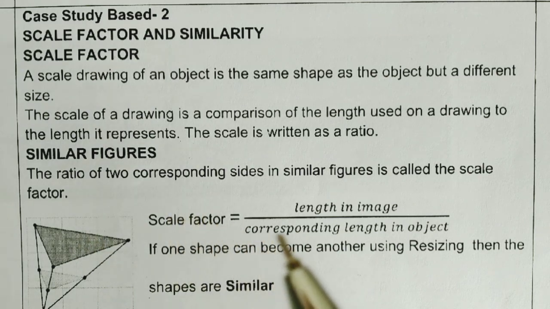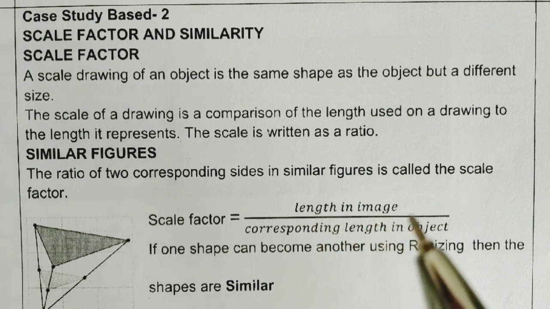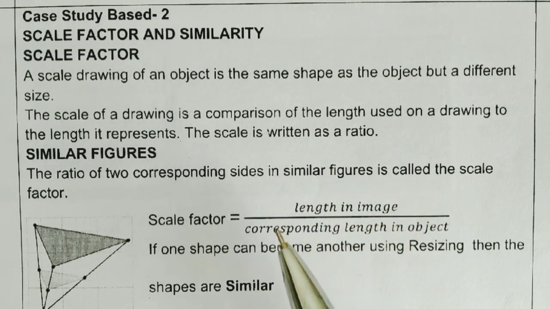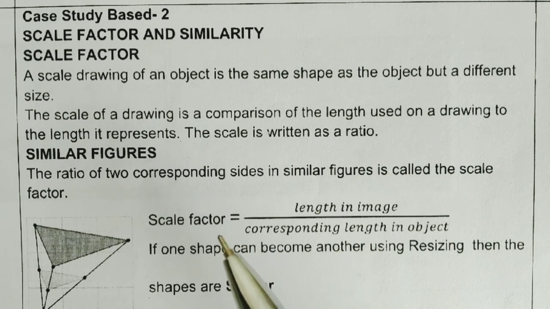Scale factor would be represented by this formula, which is the length in the image, whatever length is there in the image, and the corresponding length in the object. So their ratio would represent scale factor. If one shape can become another using resizing, then we say the shapes are similar.